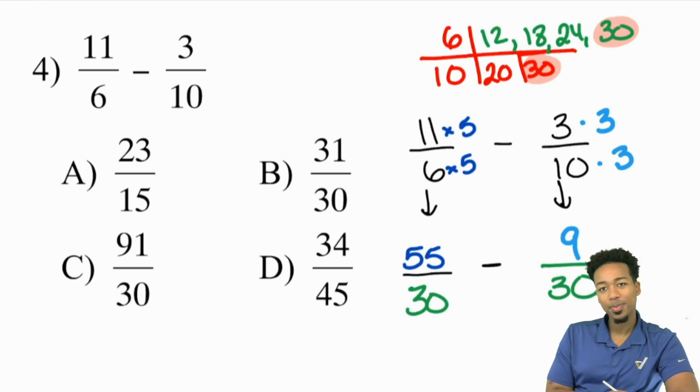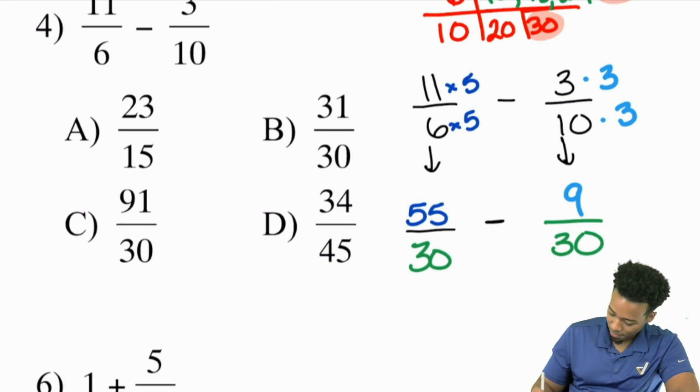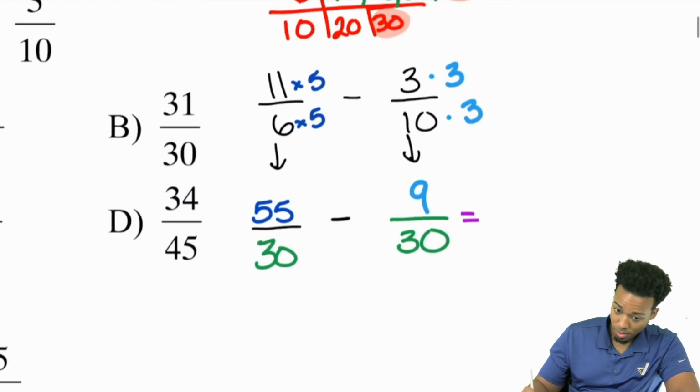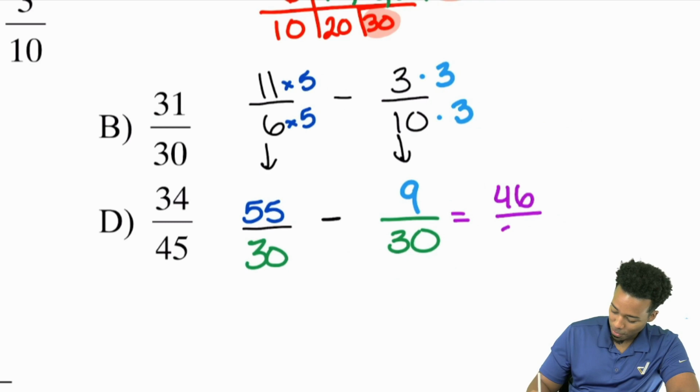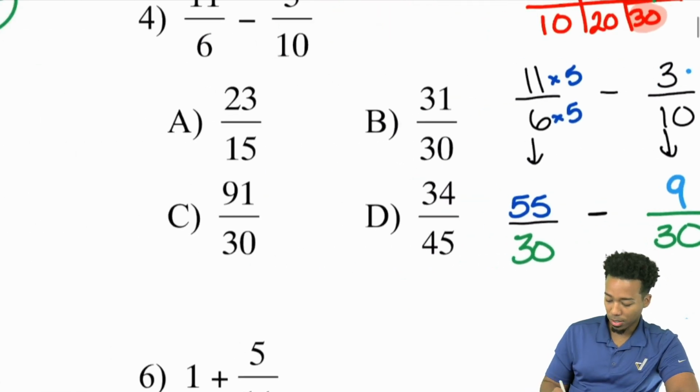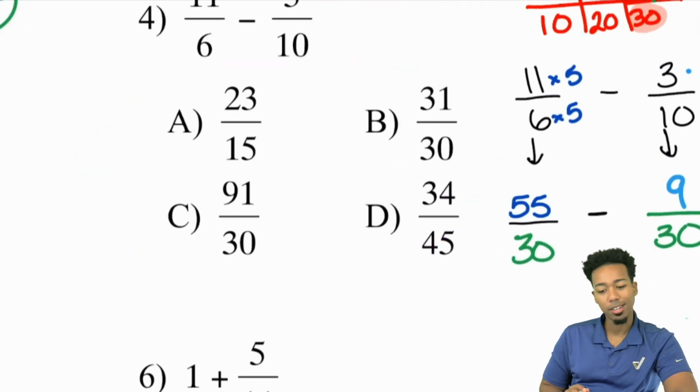And so 55 minus 9, what is that going to be? Well, 55 minus 9, that's going to be, well, 46. And so we have 46 over 30. So right over here, with my big old head in the way, we have 46 over 30. Now, are we done? Is it anywhere in here? No, not yet. Not quite.